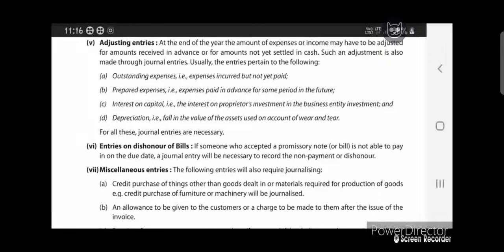Usually these entries pertain to certain following items, like outstanding expenses, incurred but not yet paid, and prepaid expenses, meaning expenses paid in advance for some period in the future. Next is interest on capital, on the proprietor's investment in the business entity. And next is depreciation, the fall in the value of assets that are used, on account of wear and tear. In all these cases, general entries are necessary.